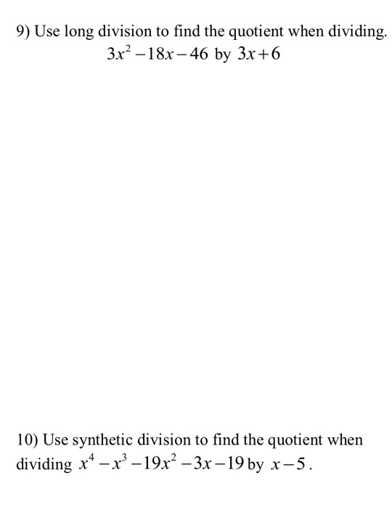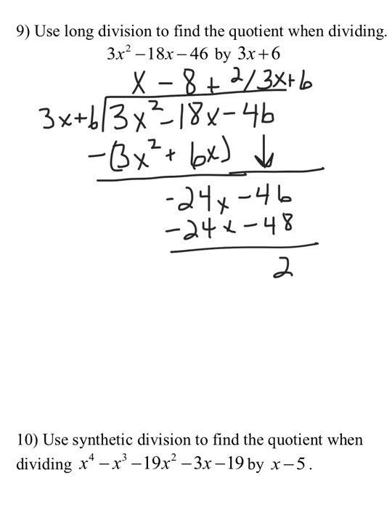For question 9, we're going to use long division to find the quotient when dividing. This problem should look very familiar to you. It was the same problem we had on the last review. All right, so I'm just going to go over this one very quickly because we've already done this one before. So 3x goes into 3x squared x times. 3x times x is 3x squared. X times 6 is 6x. Then we subtract. Make sure you put these parentheses before you subtract. These should drop out. We get -18x minus 6, which gives us a -24x.